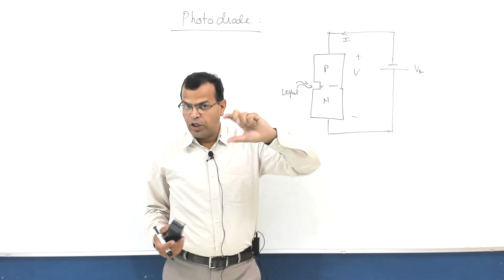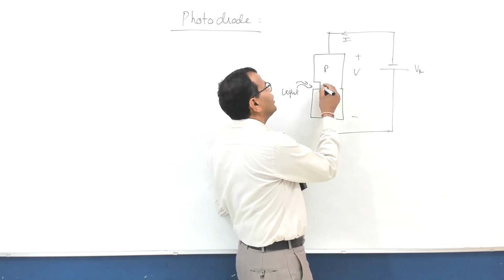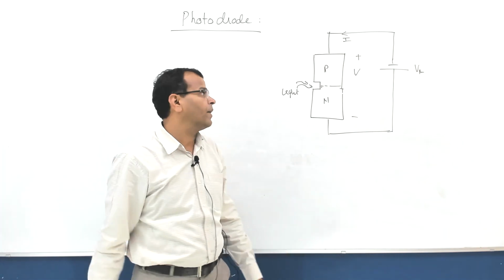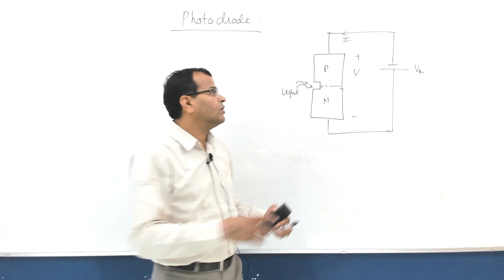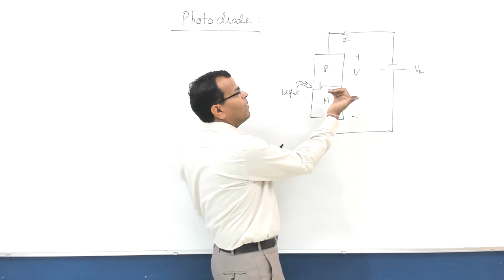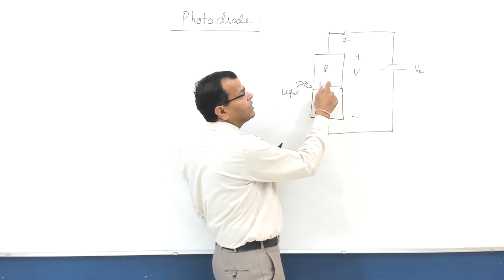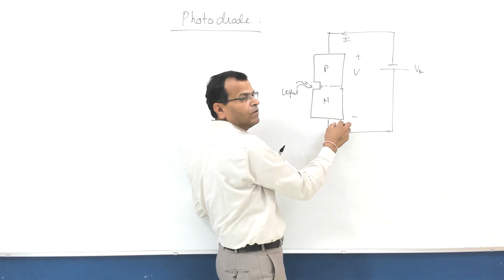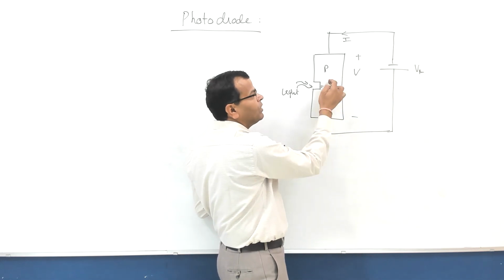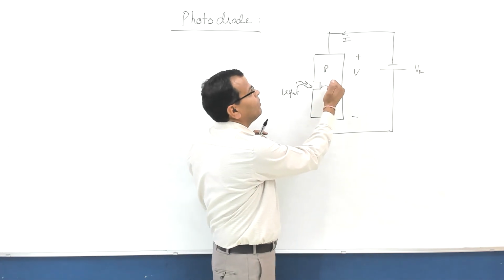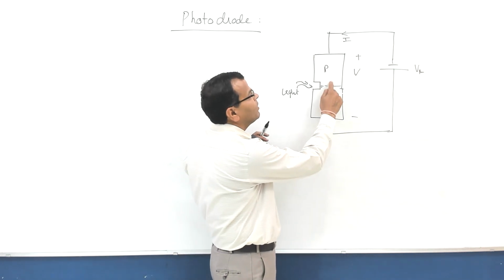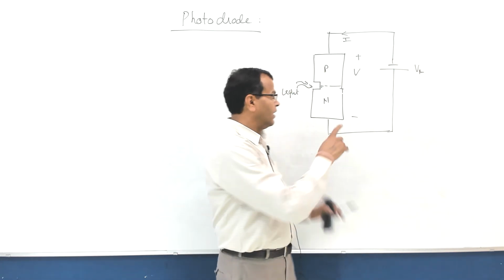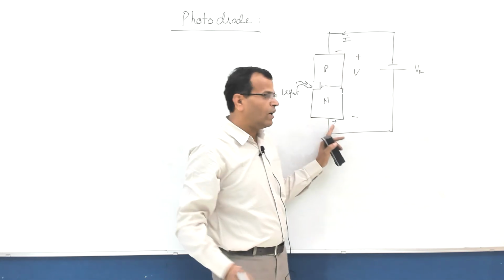When the junction of this PN diode is illuminated, it will result in the generation of electron hole pairs in the junction area. This will result in the movement of electrons from p side to n side. Why? Because this is positive. If it is positive, electrons will be attracted from p side to n side. If it is negative, holes will jump from n side to p side. I repeat, it is positive, it is negative, it will attract the electrons.